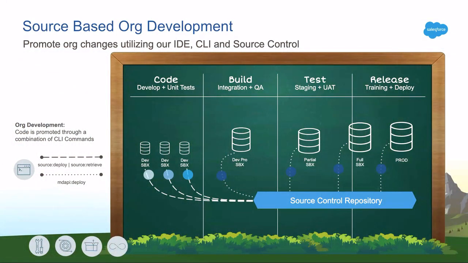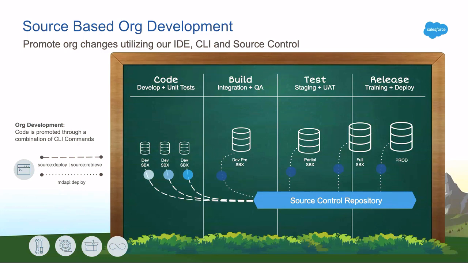So we're going to talk a little bit about the ALM process, the continuous integration, because this is the core of the things that you need to know when you're thinking about org-based versus package-based. And you'll notice that I'm switching my terminology here. So it's not really a question of source versus org. It's org versus package when it comes to deployment.